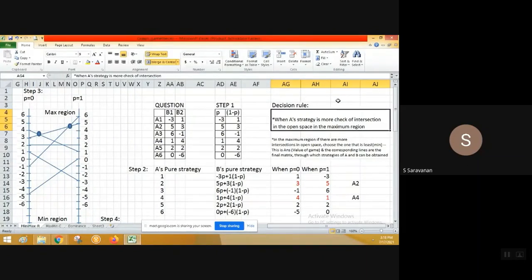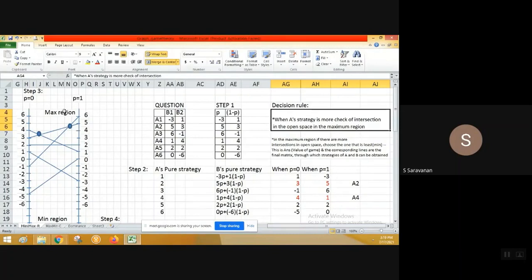When A's strategy is more, check for intersection in the open space. Check for intersection, that is, two lines connecting or two lines crossing. And that too, it should be in a maximum region. So again, I'm repeating. Here it is the maximum region. The upper one is the maximum region and the lower one is the minimum region. So highlight that phrase, open space in the maximum region.